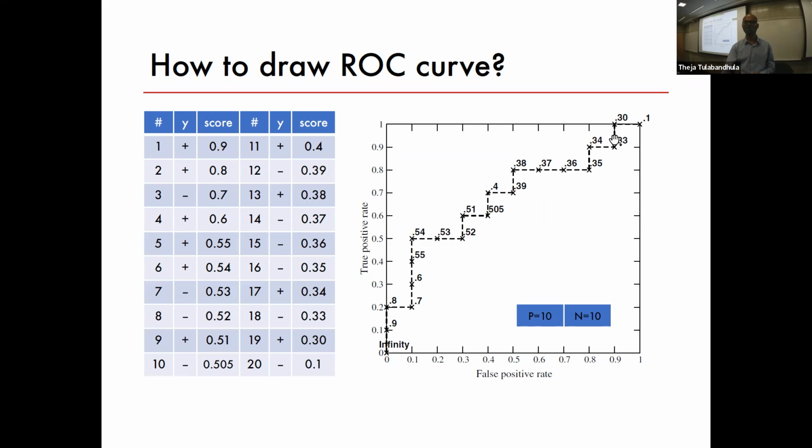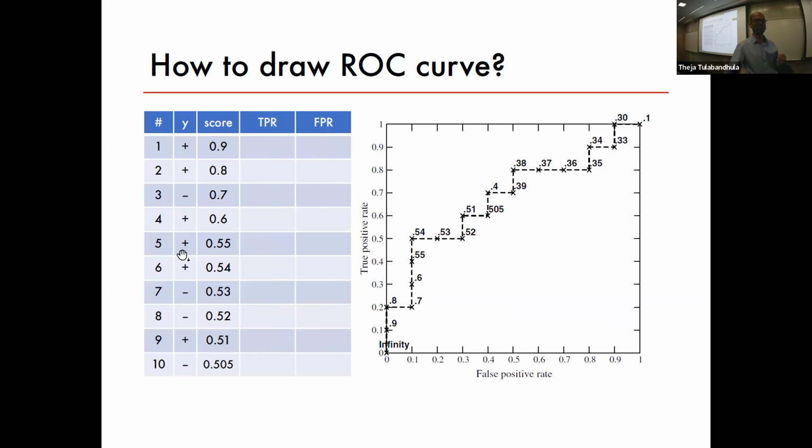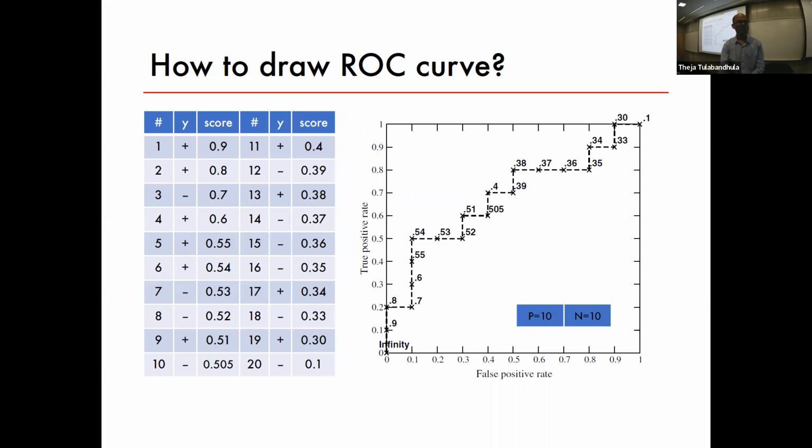Okay, we'll get to this curve in a second, but we'll do it one step at a time. If you count the number of positives and negatives, so this column here is the example number. The second column is the true label for this example. So the true label is positive for the first example, where my score happened to be 0.9.